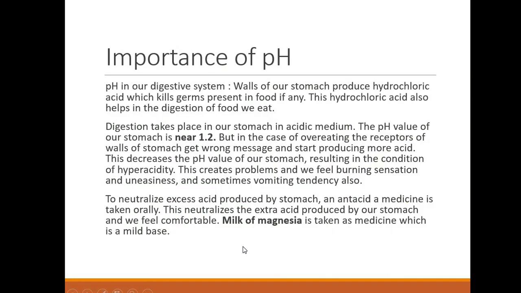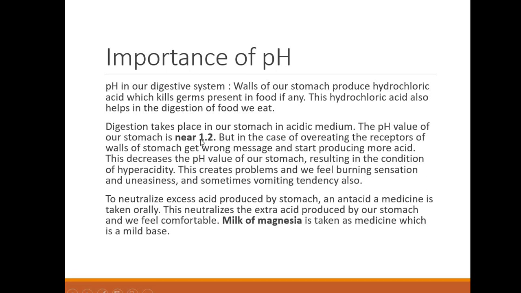Now, how pH is important in everyday life. First, in our digestive system. The wall of our stomach produces hydrochloric acid which kills germs present in food. This hydrochloric acid also helps in the digestion of food we eat. Digestion takes place in our stomach in acidic medium where pH value is near 1.2.